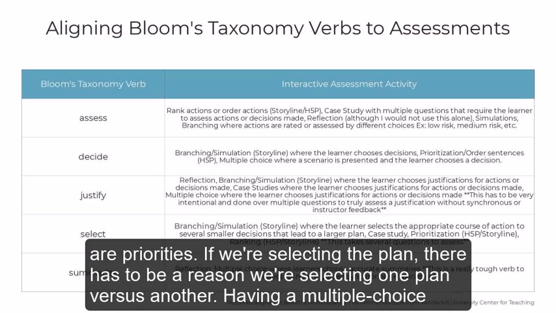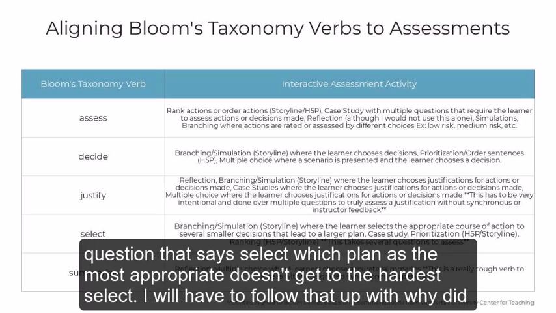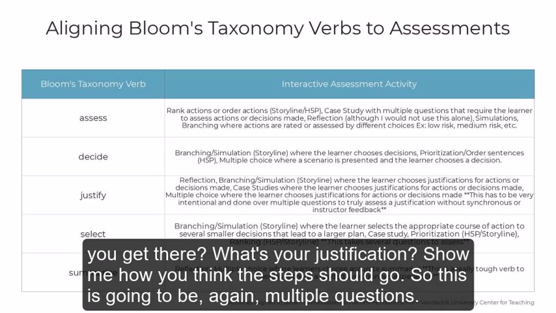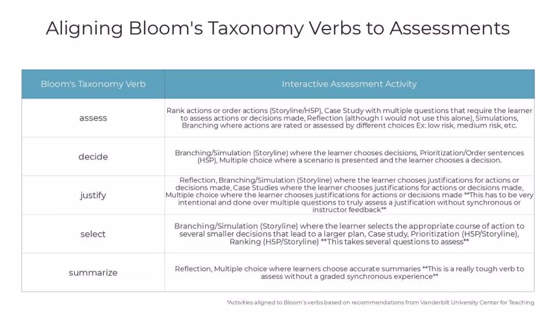If we're selecting the plan, there has to be a reason we're selecting one plan versus another. Having a multiple choice question that says select which plan is the most appropriate doesn't get to the hardest select. I will have to follow that up with why did you get there? What's your justification? Show me how you think the steps should go. So this is going to be, again, multiple questions.